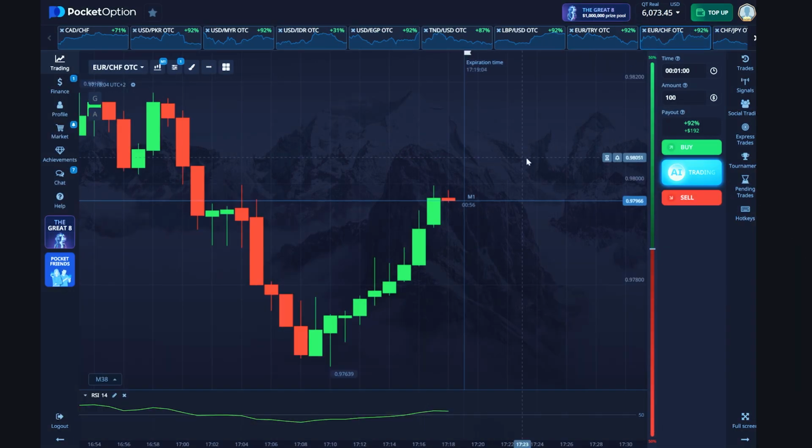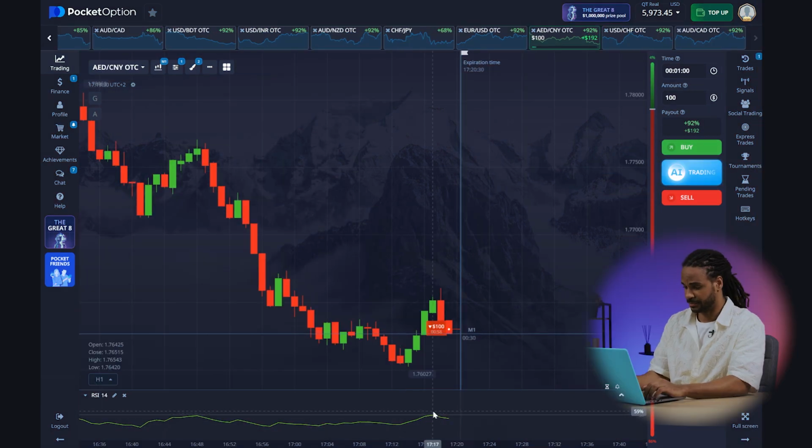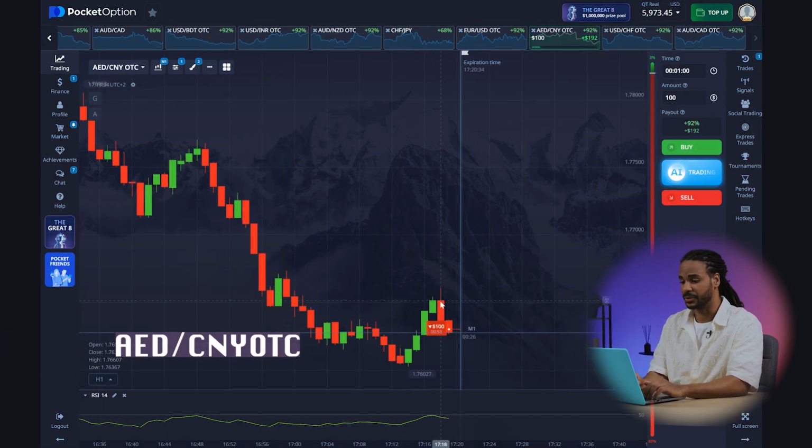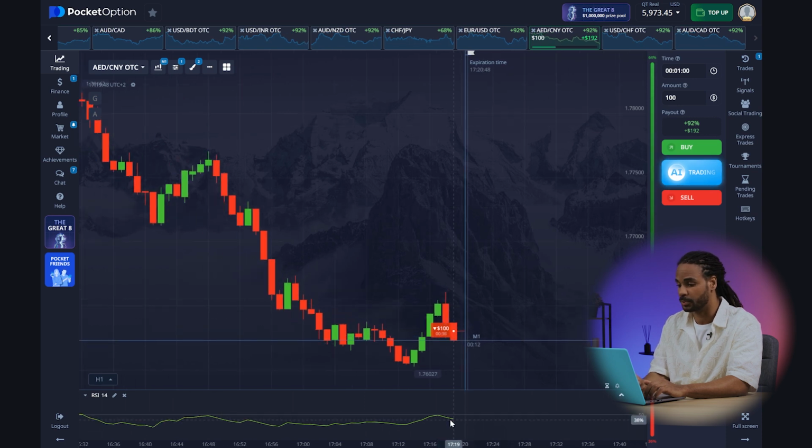Let's continue. I open a sell trade. Interestingly, after reaching the 50 level, the price reversed, forming a red candle with a shadow on top. This indicates a price range the market could not break through.